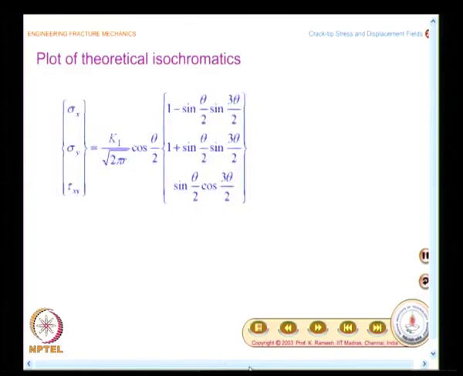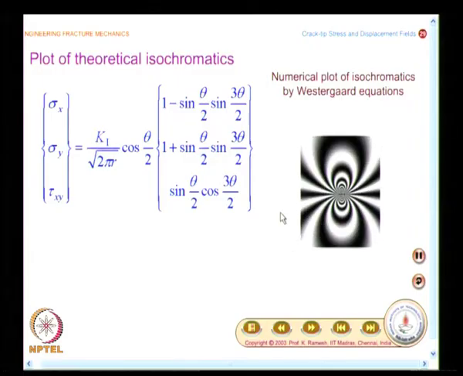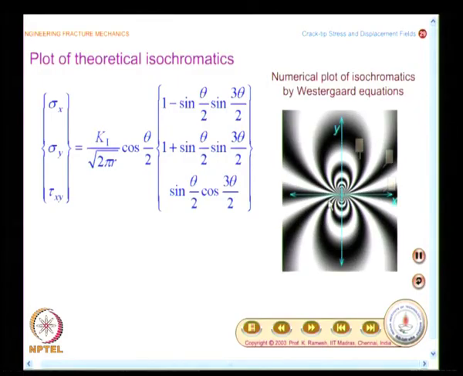Now, let us look at the solution from Westergaard. The Westergaard solution was something like this. When I plotted the fringes, I got fringe patterns symmetrical about the x axis as well as the y axis. In fact, if my experimental fringes were also like this, we would not have discussed modified Westergaard equations, and now we are looking at the generalized Westergaard equations, all of them we would not have looked at.